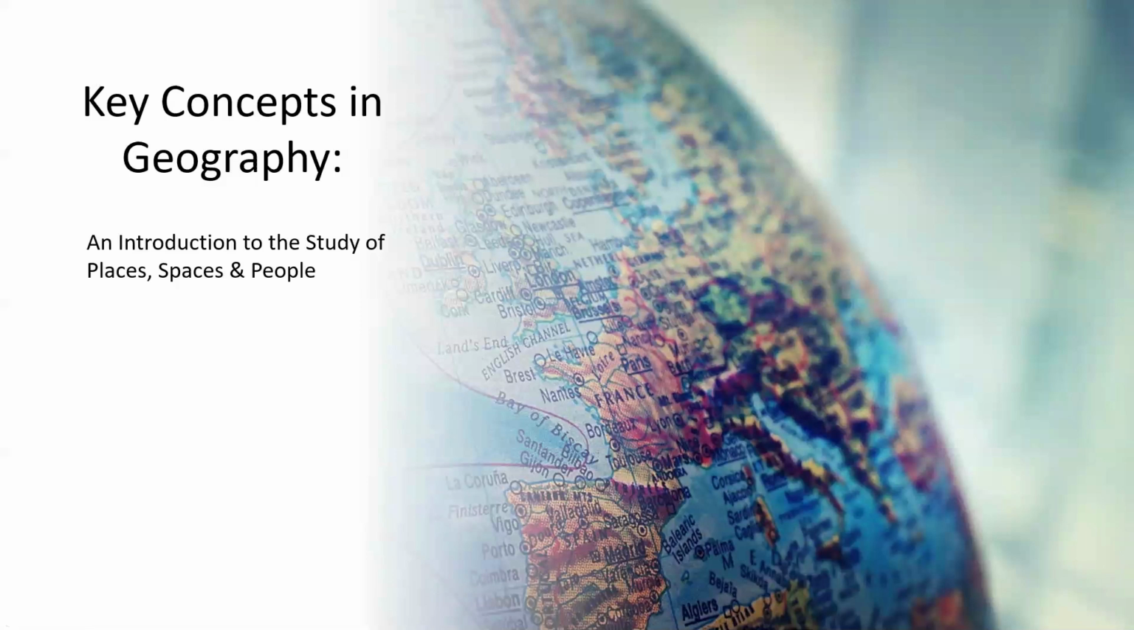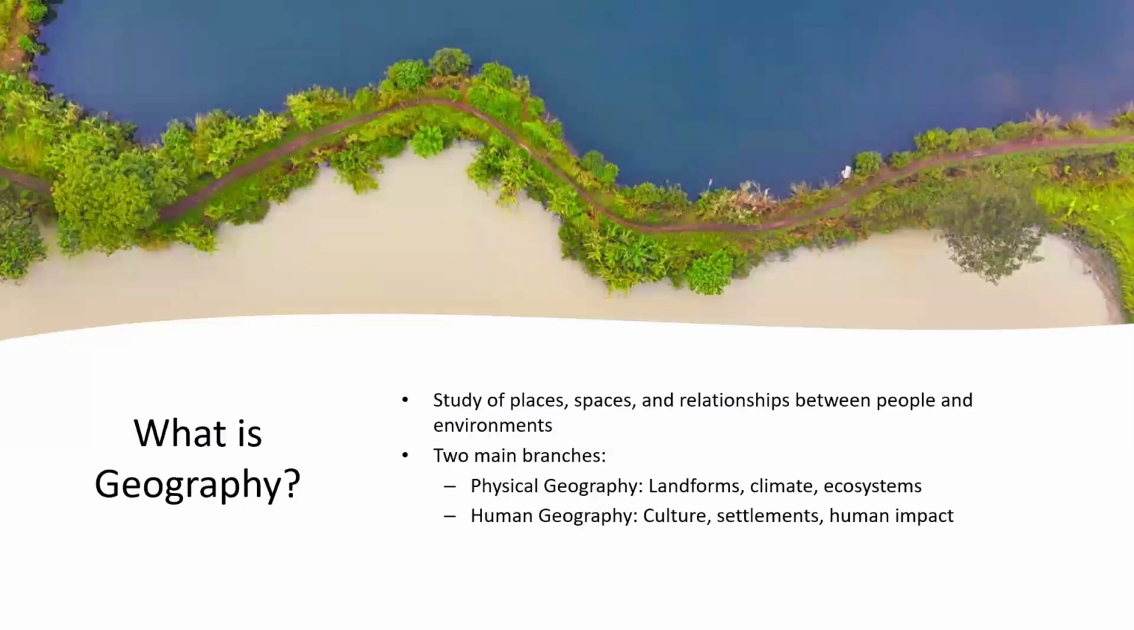Way back at the beginning of the school year, we talked about key concepts in geography. We talked about the study of places and spaces and the relationships between people and their environments. And you learned that there's two main branches of geography. Physical geography talks about the landforms, the climate, and the ecosystems. And we talked about human geography, what we studied here this year. We talked about culture and settlements and the human impact on the planet.